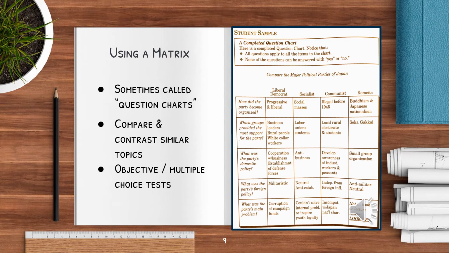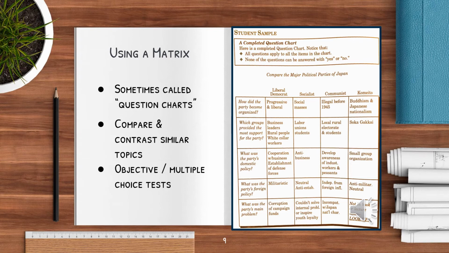For example, this chart below tells us that communism's biggest problem in Japan was that this political theory was incompatible with Japan's national character. But why is it incompatible? In what ways do communism and Japan's national character not align?